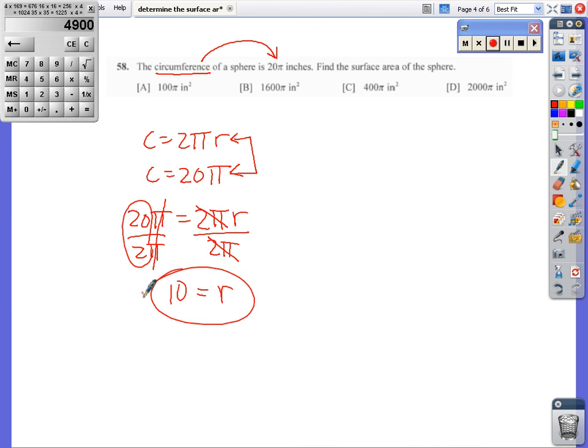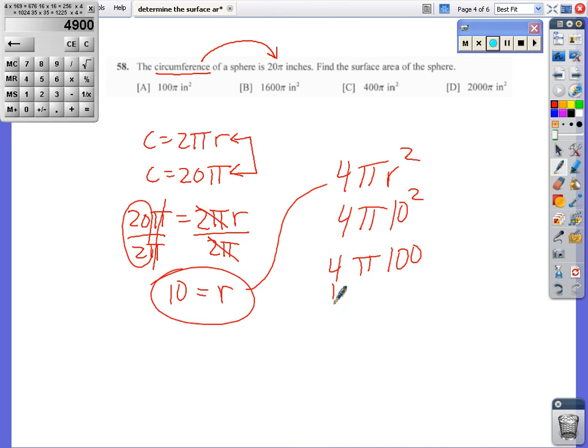Now I'm going into 4 pi r squared. 4. I'm going to leave the pi in there. I've got 10 squared. Of course, 10 squared is 100. Again, I'm going to rearrange some stuff. 4 times 100 is 400, so I've got 400 pi. And we're in inches this time, so it's inches squared. 400 pi inches squared. You can do this stuff.